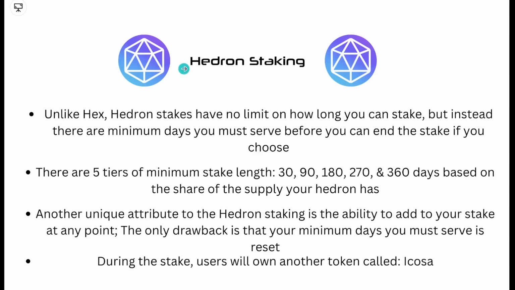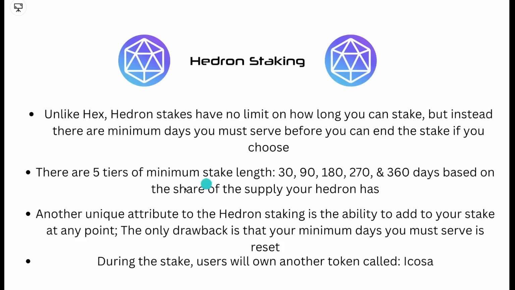Now let's talk about HEDRON staking, because we just touched on that briefly. Unlike Hex, HEDRON stakes have no limit on how long you can stake, but instead there are minimum days you must serve before you can end the stake if you choose. So it's very different. With Hex, you can choose any length: 3 days, 360 days, 3,060 days, whatever you want, up to 5,555. But there are 5 tiers of minimum stake lengths for HEDRON. There's 30, 90, 180, 270, and 360 days, based on the share of the supply your HEDRON stake is.